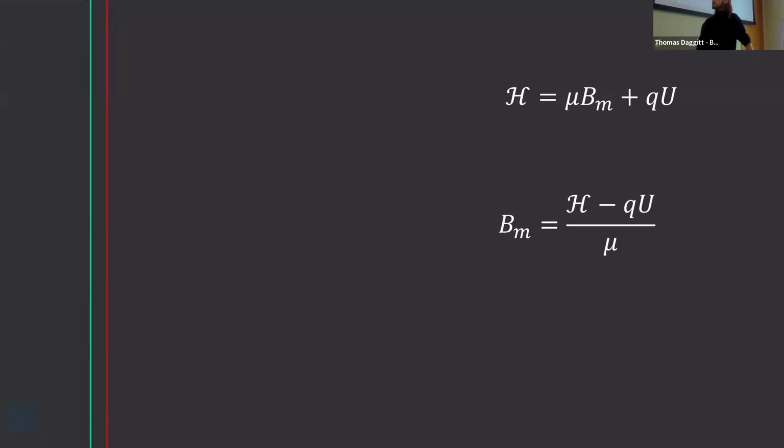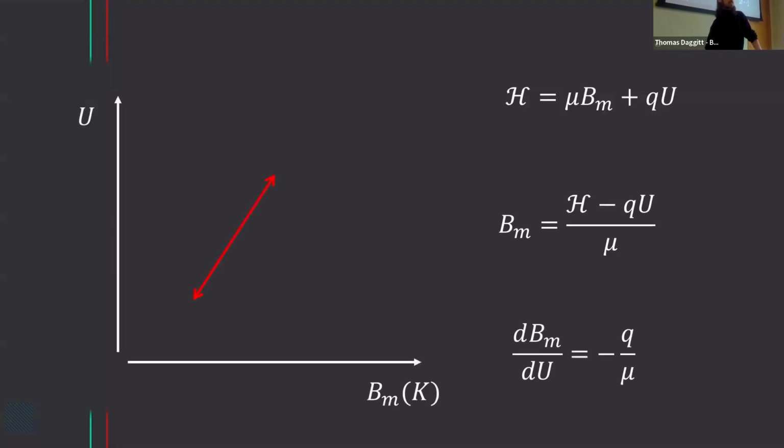With a little bit of rearranging of this, we can get Bm in terms of everything else. We can differentiate Bm with respect to U, and from that, we can see that the rate of change of Bm with U is just the ratio of these two constants. So dBm by dU is constant, effectively. What that means is if you make a plot of potential versus magnetic field strength, U versus Bm, the particles are going to move in straight lines through the space, which is much simpler than the crazy wiggly torus we had before.